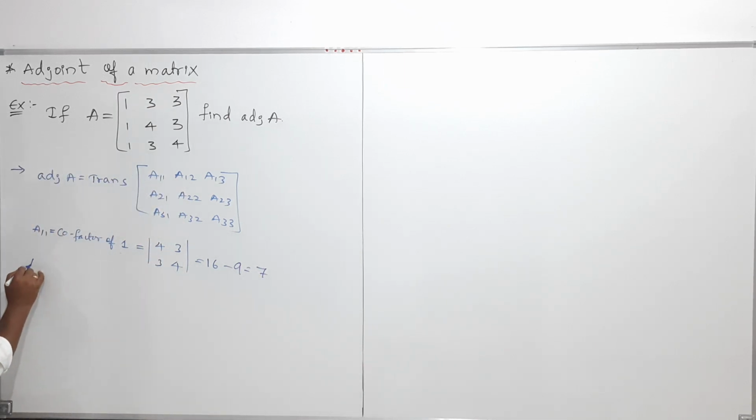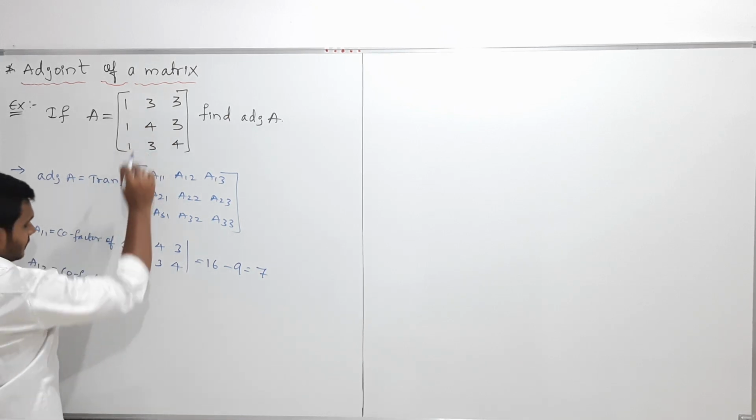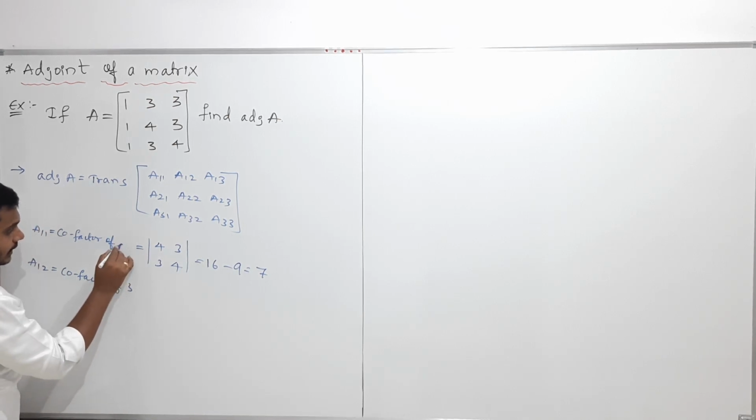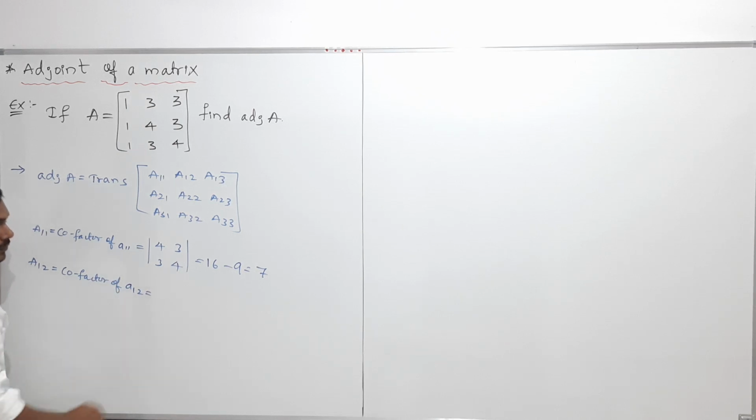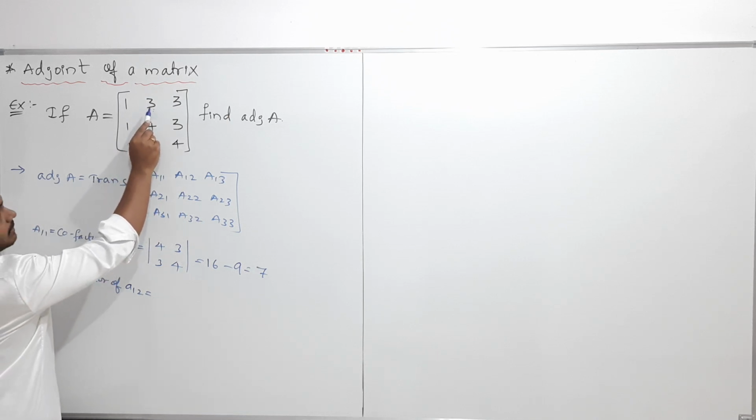And the next one is A12. How to find out A12? The cofactor of this element, here it is 3. Either you can take it like this or take it as A11. And next, the cofactor of A12. Cofactor of A12 means this element. So the cofactor of this element I require.